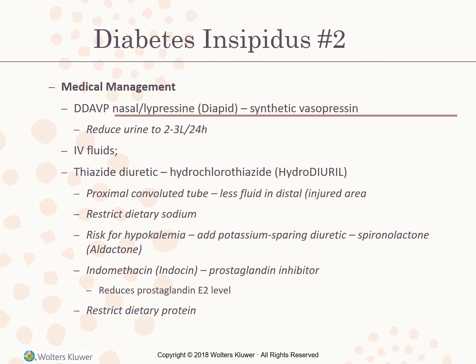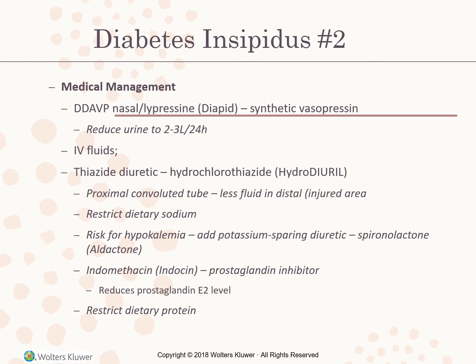They might prescribe a thiazide diuretic, such as hydrochlorothiazide. And this thiazide will act at the proximal convoluted tubule, which leaves less fluid for excretion in the distal convoluted tubules, which is the portion that's affected by nephrogenic diabetes insipidus. Consequently, the patient will excrete water, but the total volume is less than in an untreated state.